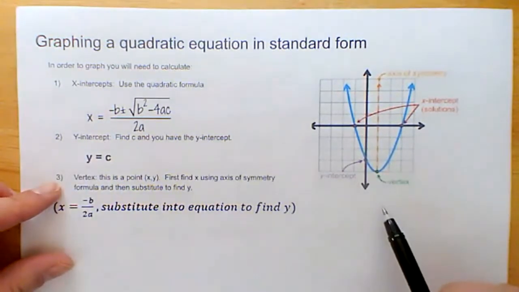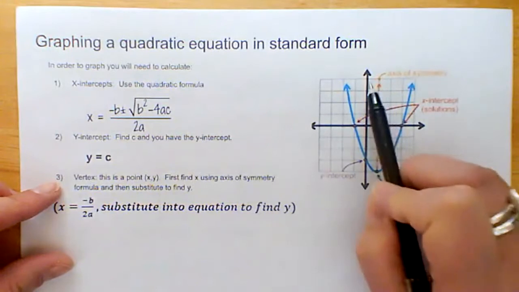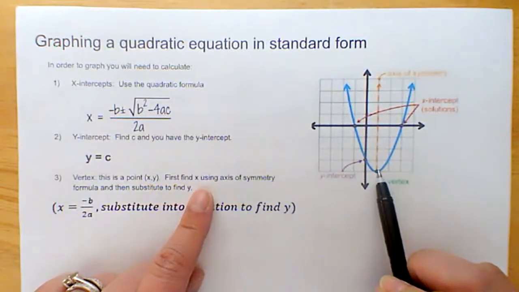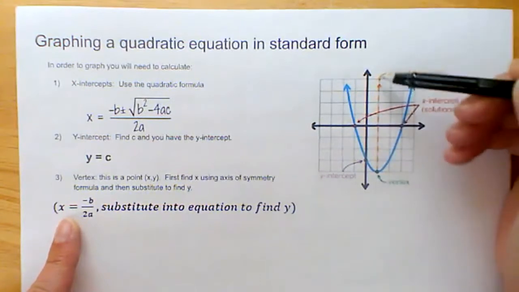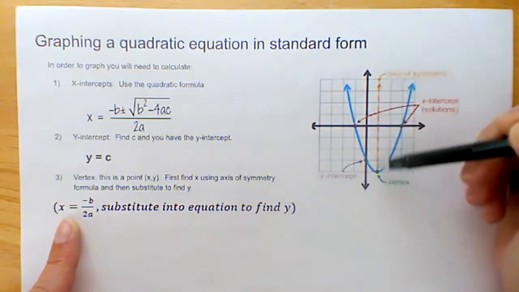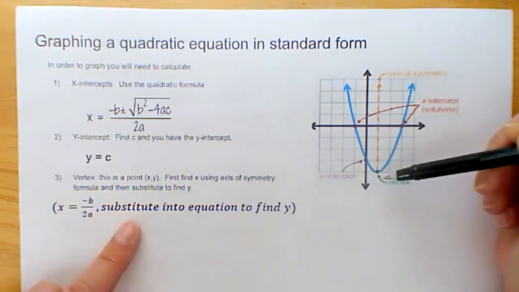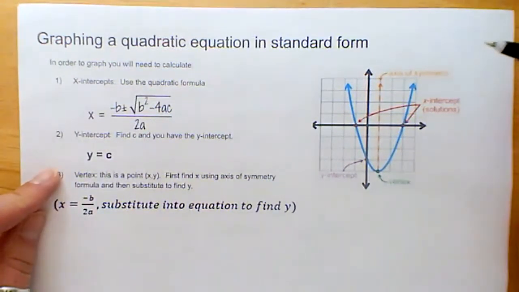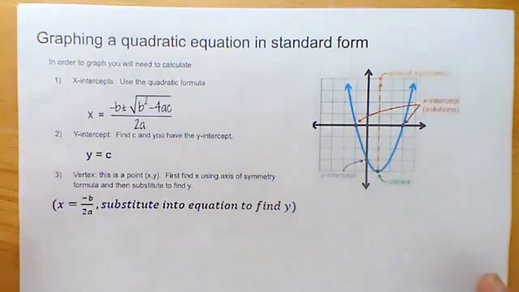And lastly is going to be the vertex. This is the point (x, y). Either it's going to be a minimum, or it could be a maximum if this was flipped over. And how do we find that? Well, first we have to find x using the axis of symmetry formula. That's this one, x equals negative b over 2a. Remember, this is the axis of symmetry, the imaginary line that cuts this parabola in half. So once we found that x number, we're going to substitute into the equation to find y. And we're going to be going over that. So hopefully 1 and 2 we have done before, you have seen it. But number 3, this is really where we're going to dive in.